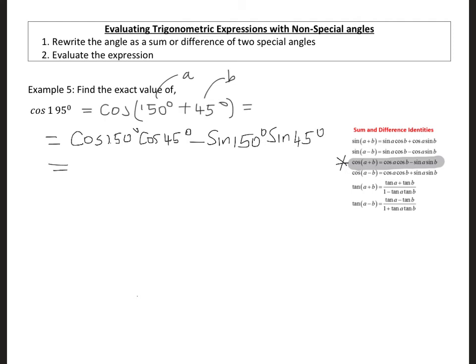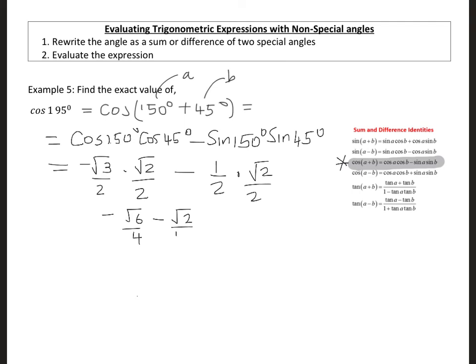And then I just need to find these values. Cosine of 150 is equal to negative square root of 3 over 2. And cosine of 45 is square root of 2 over 2, minus sine of 150, which is 1/2, and sine of 45 is square root of 2 over 2. And then I just simplify this. I get square root of 6 over 4 minus square root of 2 over 4. And this is the same as square root of 6 minus square root of 2, remember, this is minus, over 4. And that's the final answer right there.